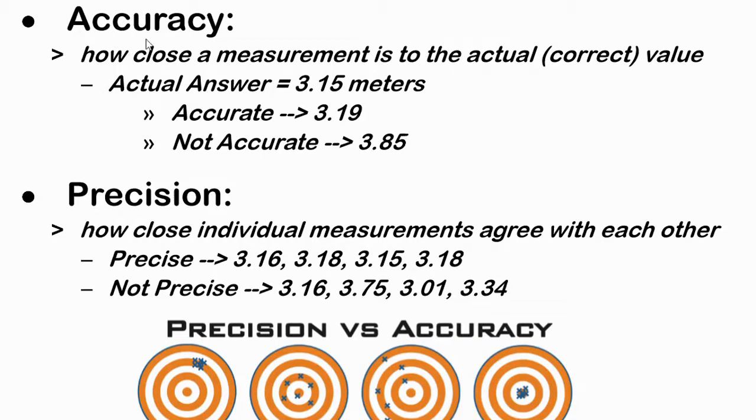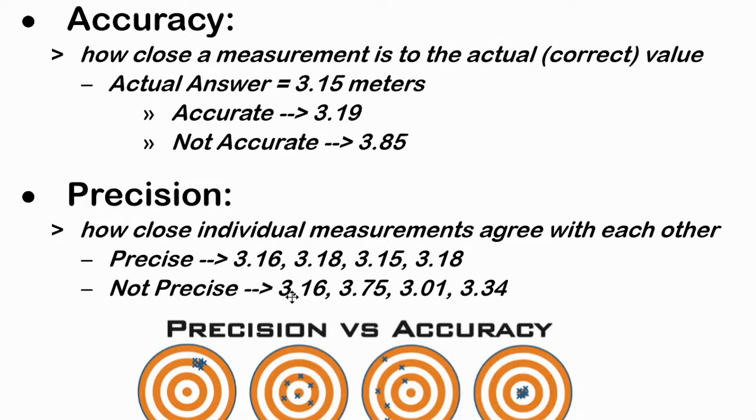We often use accuracy and precision the same when we're just talking, but they mean different things. So precision is how close different measurements agree with each other. So here I've listed some measurements, 3.16, 3.18, 3.15, and 3.18. This is precise because they are all close to each other. They agree with each other. You've precisely measured the same thing multiple times and gotten the same value.